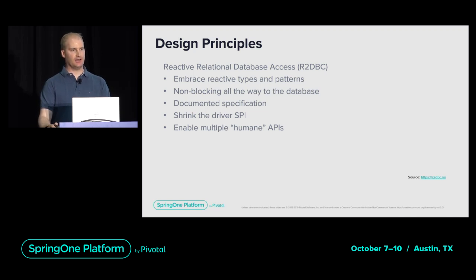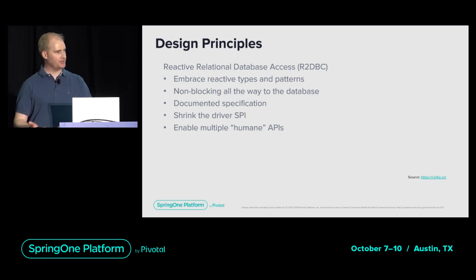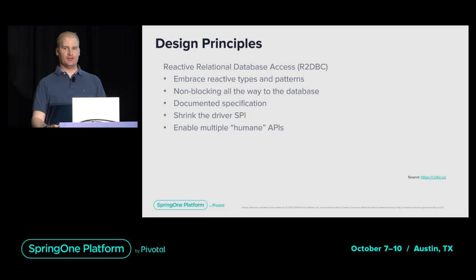And the driver SPI is really shrunk down compared to JDBC, which means only the parts that are database specific are implemented by the driver developers, which is also different from JDBC that has both parts that are specific to the database and also parts that are more like application programming. And the idea is that on top of these drivers, there can be multiple humane APIs that can be used from applications then, like, for example, Spring Data R2DBC.